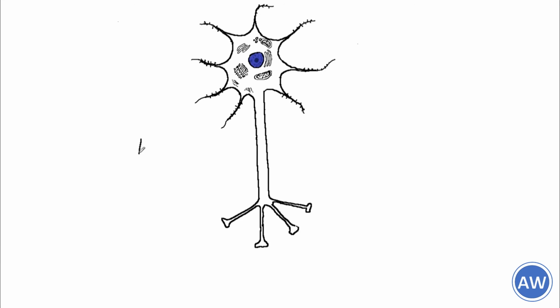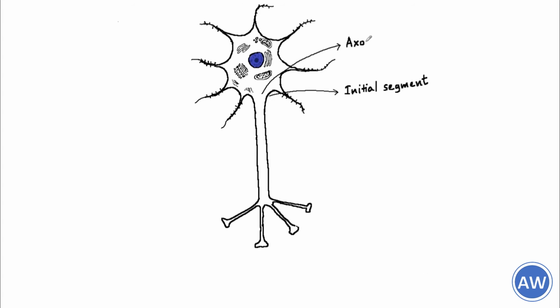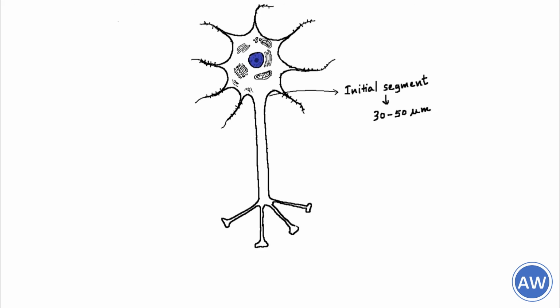On the other hand, the axon is divided into 3 regions: the initial segment, the axon proper, and the axon terminals. The initial segment is the short transition between the axon hillock and the axon proper. A characteristic feature of the initial segment is the thickening of the axolemma. It is believed to be indicative of the presence of voltage-gated sodium channels. The initial segment is the primary region of the axon responsible for the initiation and propagation of action potentials. Its length is about 30 to 50 micrometer.